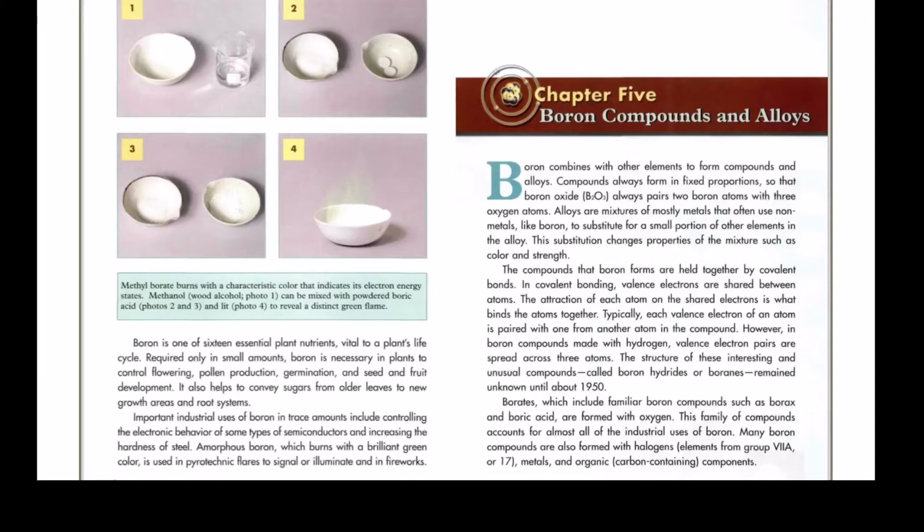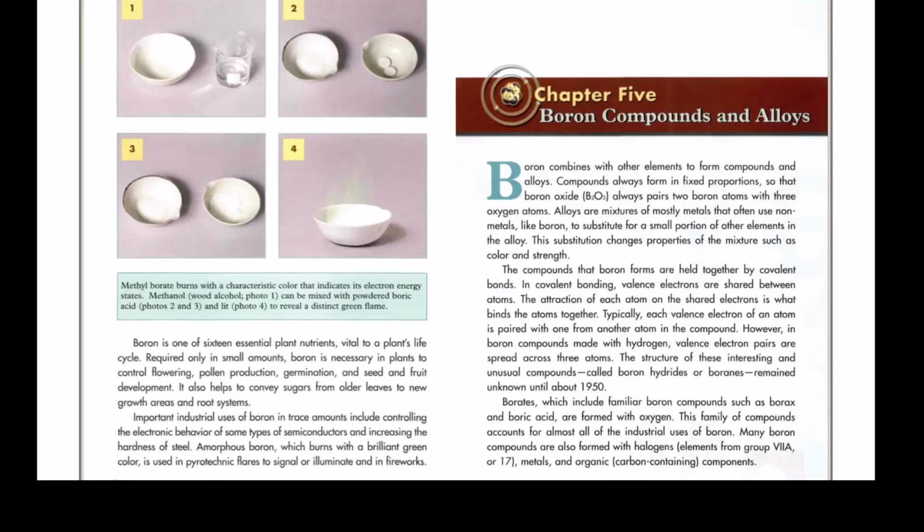The compounds that boron forms are held together by covalent bonds. In covalent bonding, valence electrons are shared between atoms. The attraction of each atom for the shared electrons is what holds the atoms together in the compound. However, in boron compounds with hydrogen, valence electron pairs are spread across three atoms. The structure of these interesting and unusual compounds, called boron hydrides or boranes, remained unknown until about 1950.